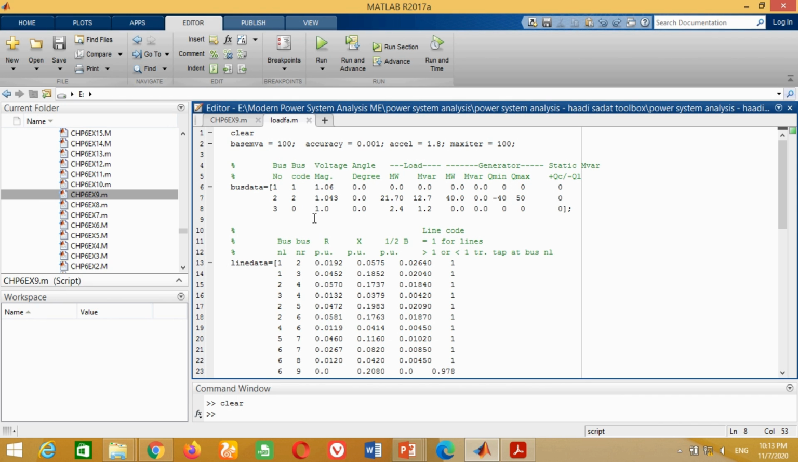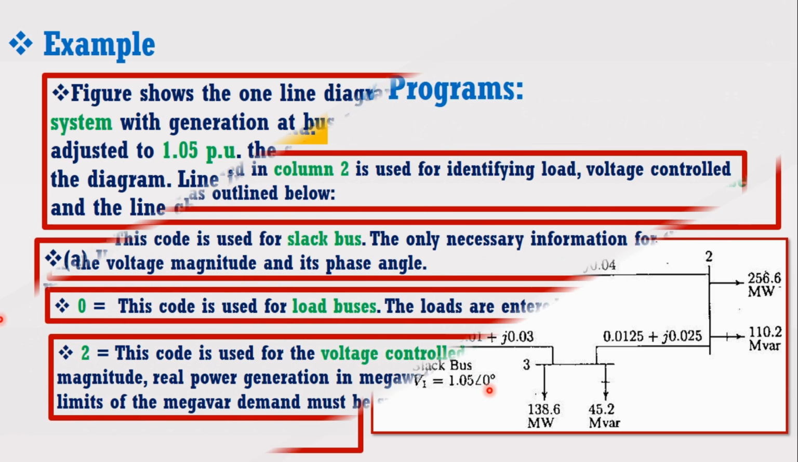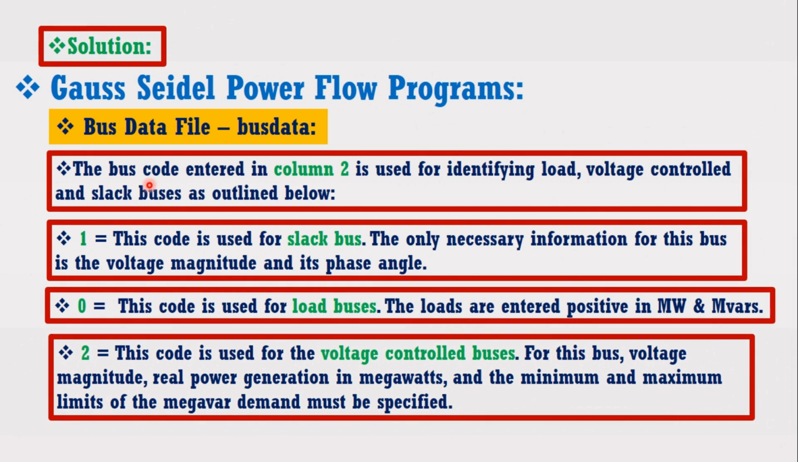Let's start to insert the data. For this purpose, just look at the figure. It may be noted that bus 1 is considered a slack bus having the voltage 1.05 per unit with phase angle of 0 degree. Furthermore, the bus code for slack bus is also set to 1 by Hadi Sadat as shown here for the MATLAB program.